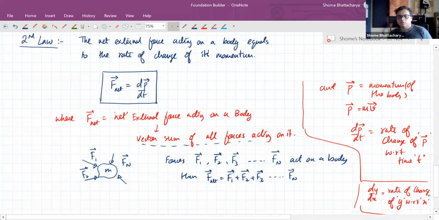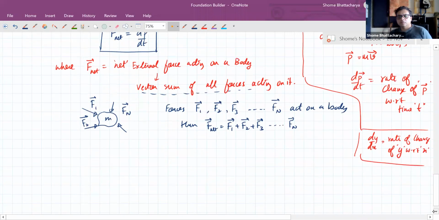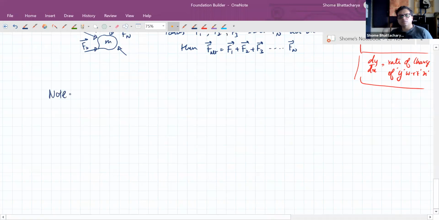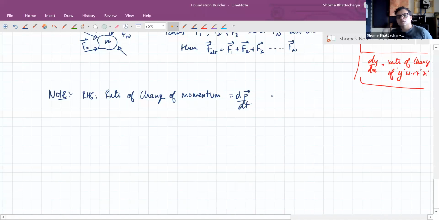Okay, now let us further understand rate of change of momentum. Now this next part is very important. The right hand side of the equation, the RHS, is the rate of change of momentum. Now in this we know that momentum is mass into velocity. So next step we can write it as rate of change of mass into velocity.